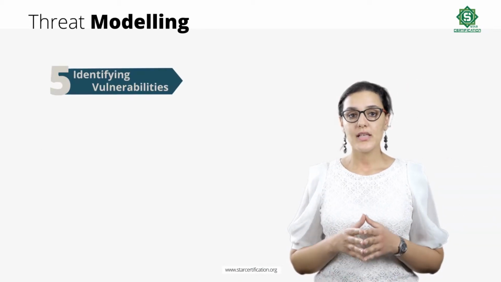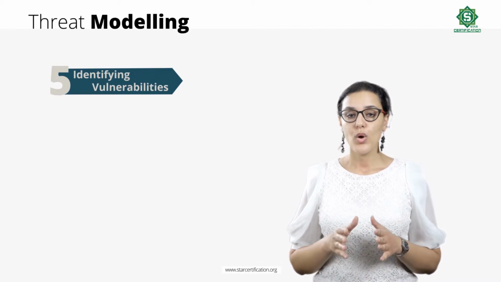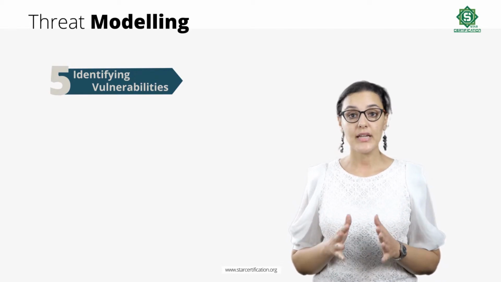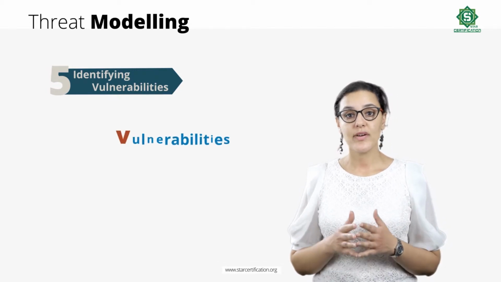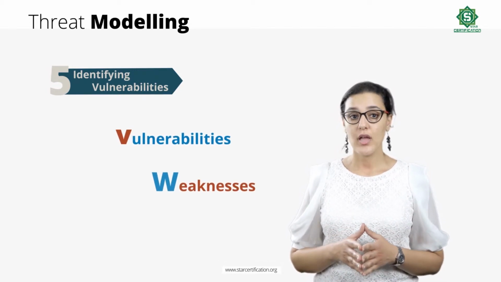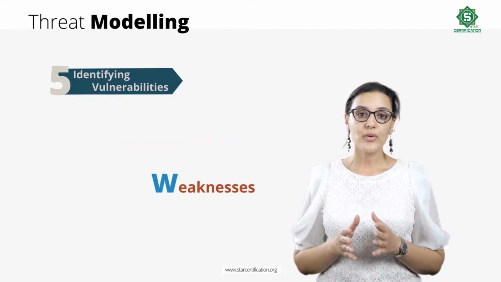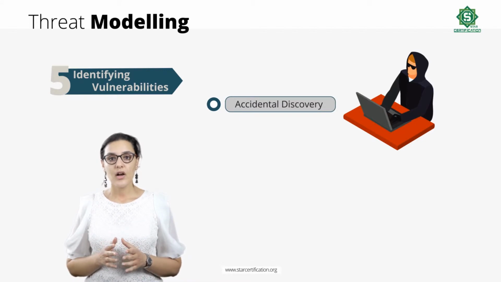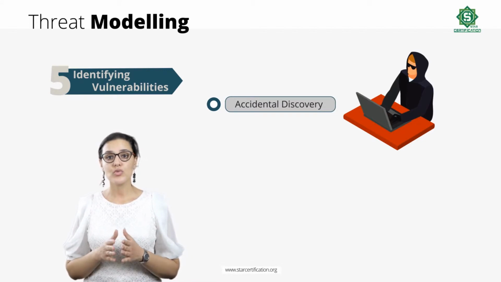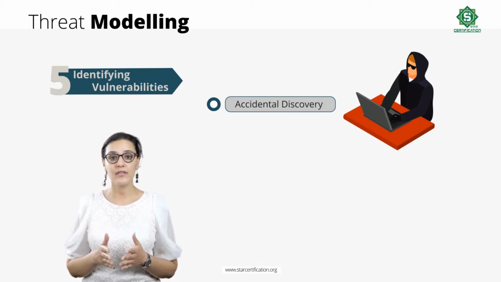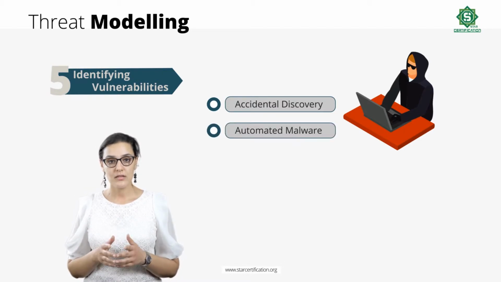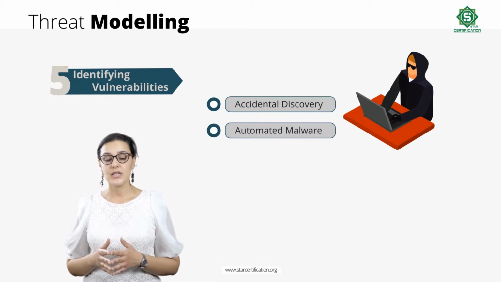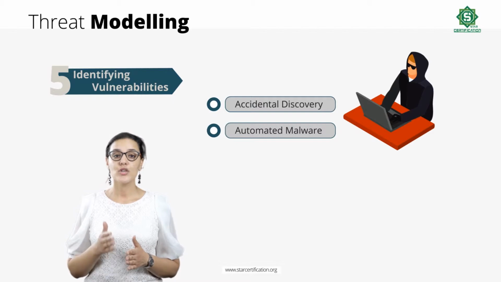The fifth step is identifying vulnerabilities. Once these threats have been identified and dealt with, we can then recognize the vulnerabilities or weaknesses in an application based on their origin. The different reasons for an attack are accidental discovery. These are functional mistakes in the application which may allow any ordinary user to gain access to privileged information and functionality. Automated malware. These are scripts and programs which search for vulnerabilities in the application and then report that back to a collection site.